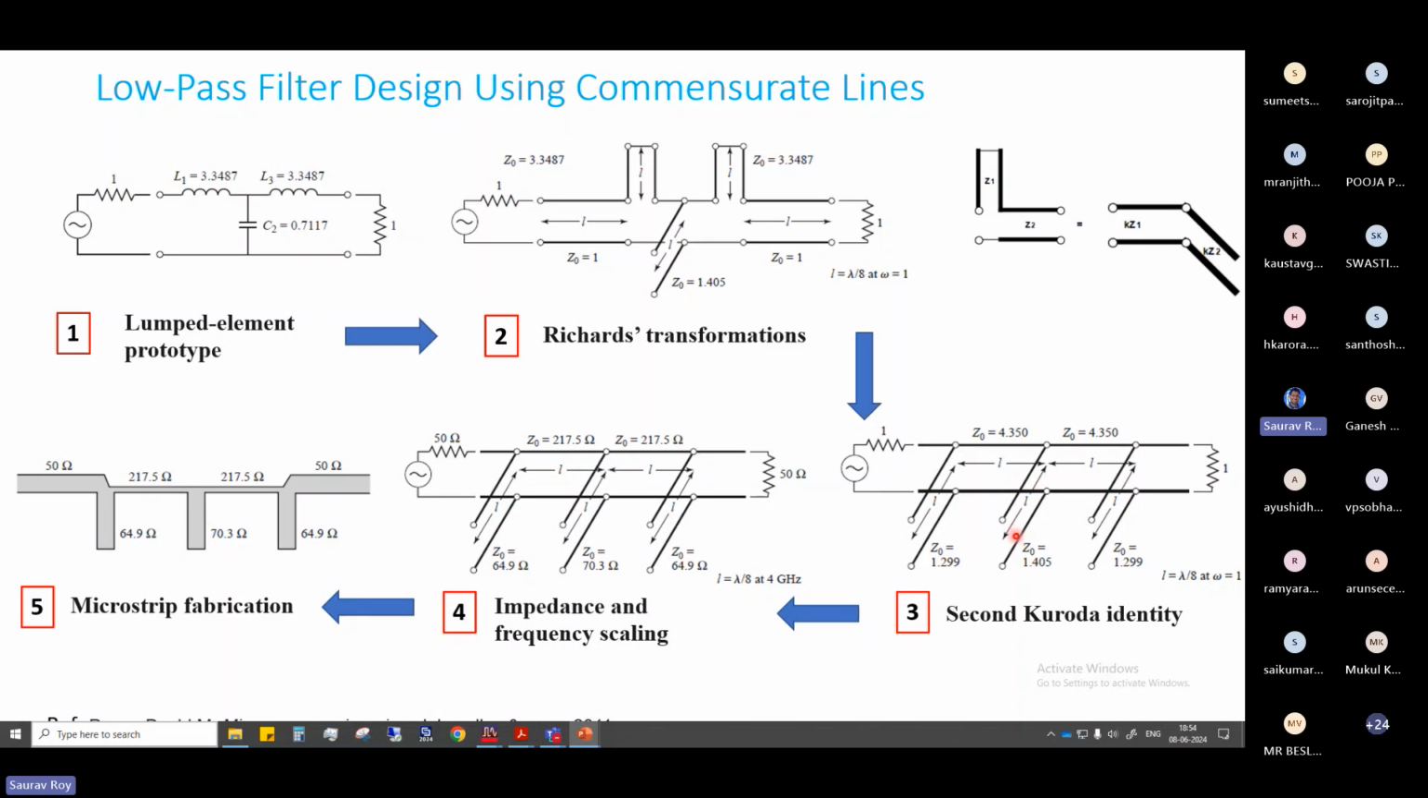So that remains the same. And here you should notice all the lengths are lambda by 8, and omega is 1. Omega is 1 means the cutoff frequency is 1, that is normalized.